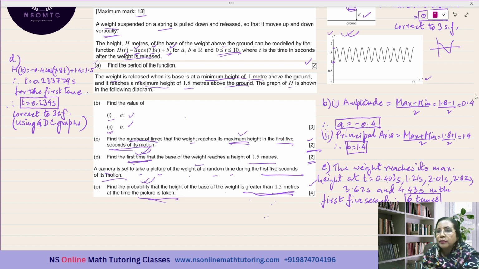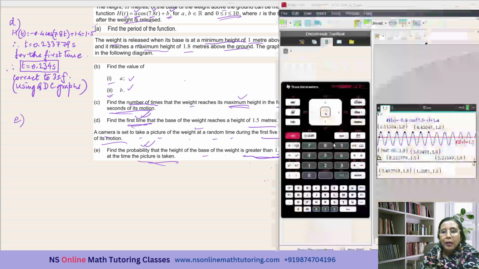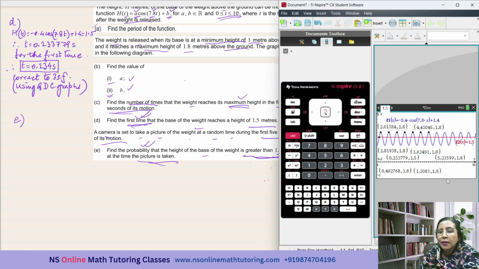Okay. So I can start my answer for part E over here. The height of the base should be greater than 1.5 meters. And we have drawn this 1.5 meters line, this red horizontal line. And I have got the coordinates of the first intersection point. Let me get at least 3 more. Okay, so I can get the first interval.